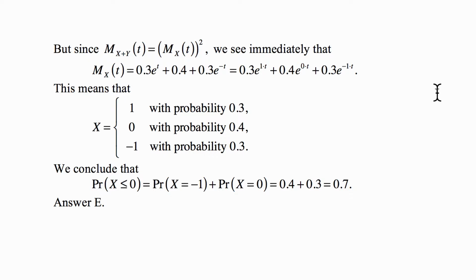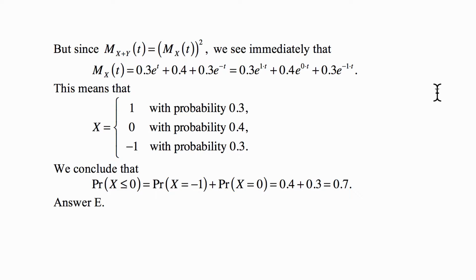Then 0 with probability 0.4, where 0.4 comes from the coefficient 0.4 in front of e to the 0 times t, and 0 is the value of the random variable. That happens with probability 0.4, plus 0.3 times e to the minus 1 times t, and negative 1 is the value of the random variable, and 0.3 is its probability. And what we see is that it makes perfect sense. This MGF that we have is the MGF of that x. X is a perfectly legitimate random variable with that MGF. The probabilities add up to 1.